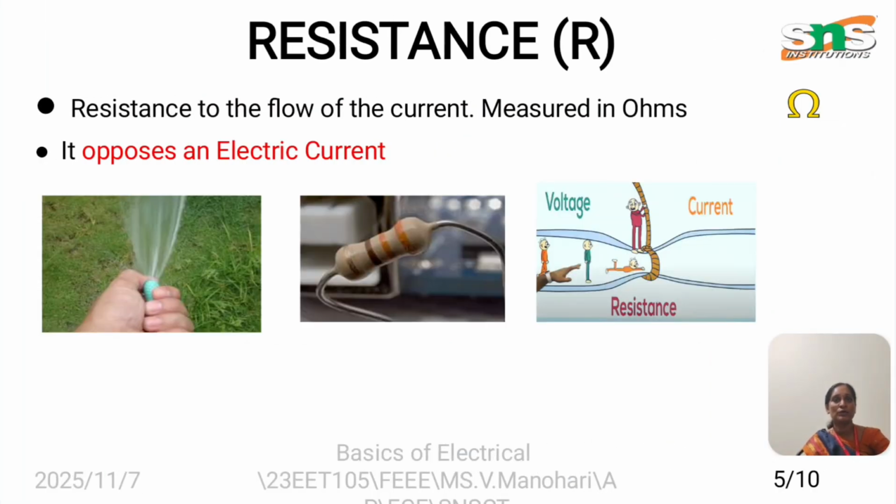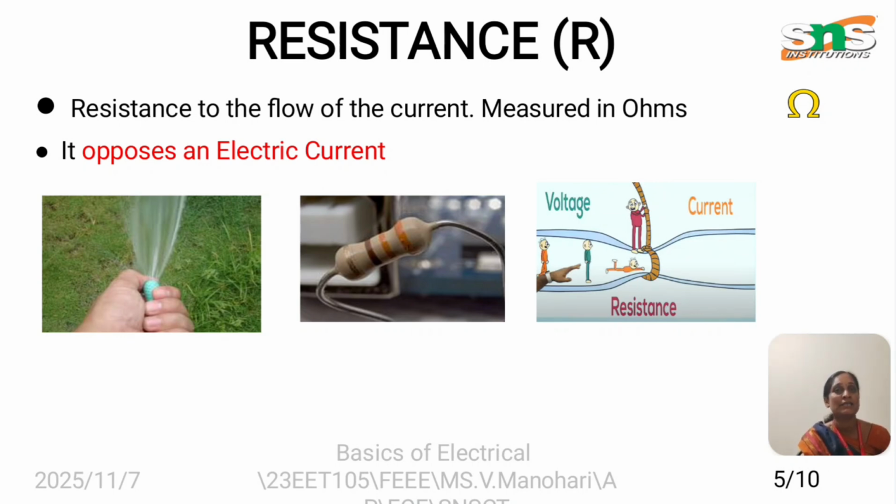Next, move on to resistance. Resistance, as the name implies, resists or opposes the flow of current, and is measured in ohms. If voltage is the push and current is the flow, the resistance is a blocker. It's like a narrow pipe that makes it harder for the water to come.